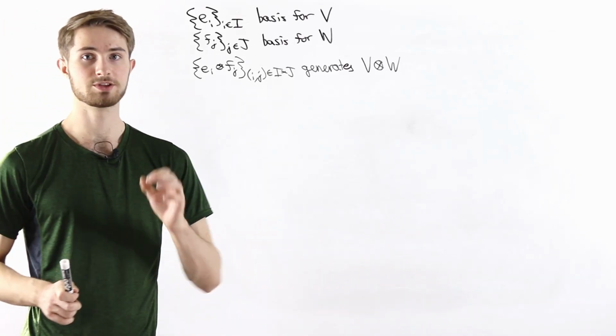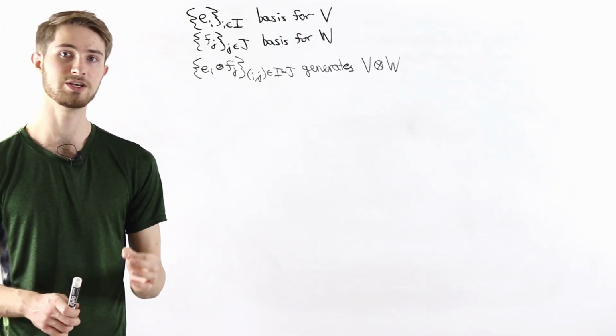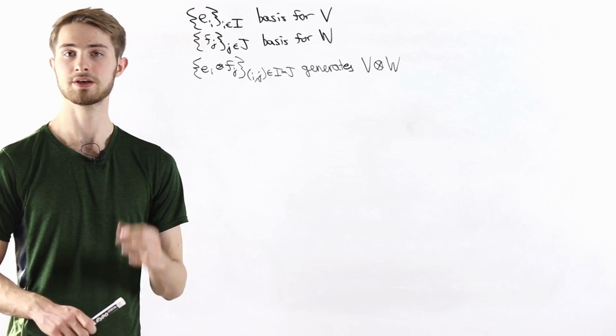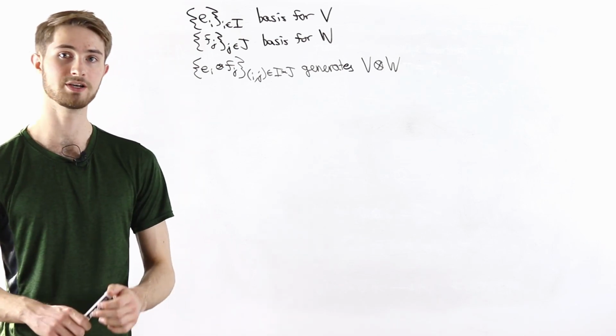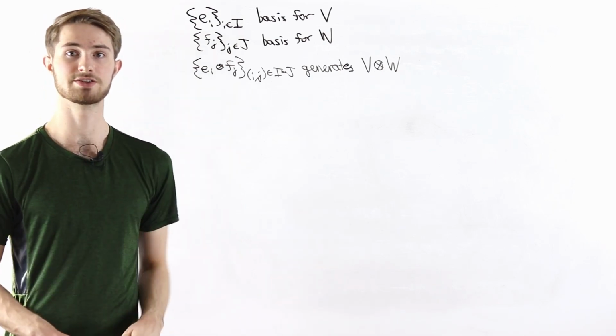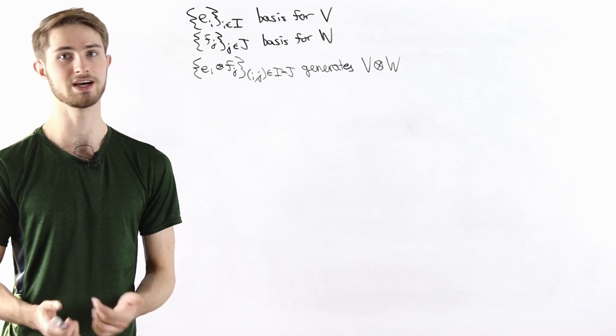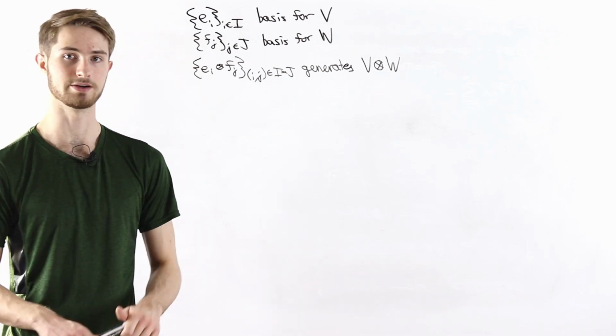So we are going to talk about the basis for tensor products of vector spaces using the universal property. If you aren't familiar with the universal property of tensor products, I've left a link in the description to a video I made explaining that, so you can check it out and then come back here.